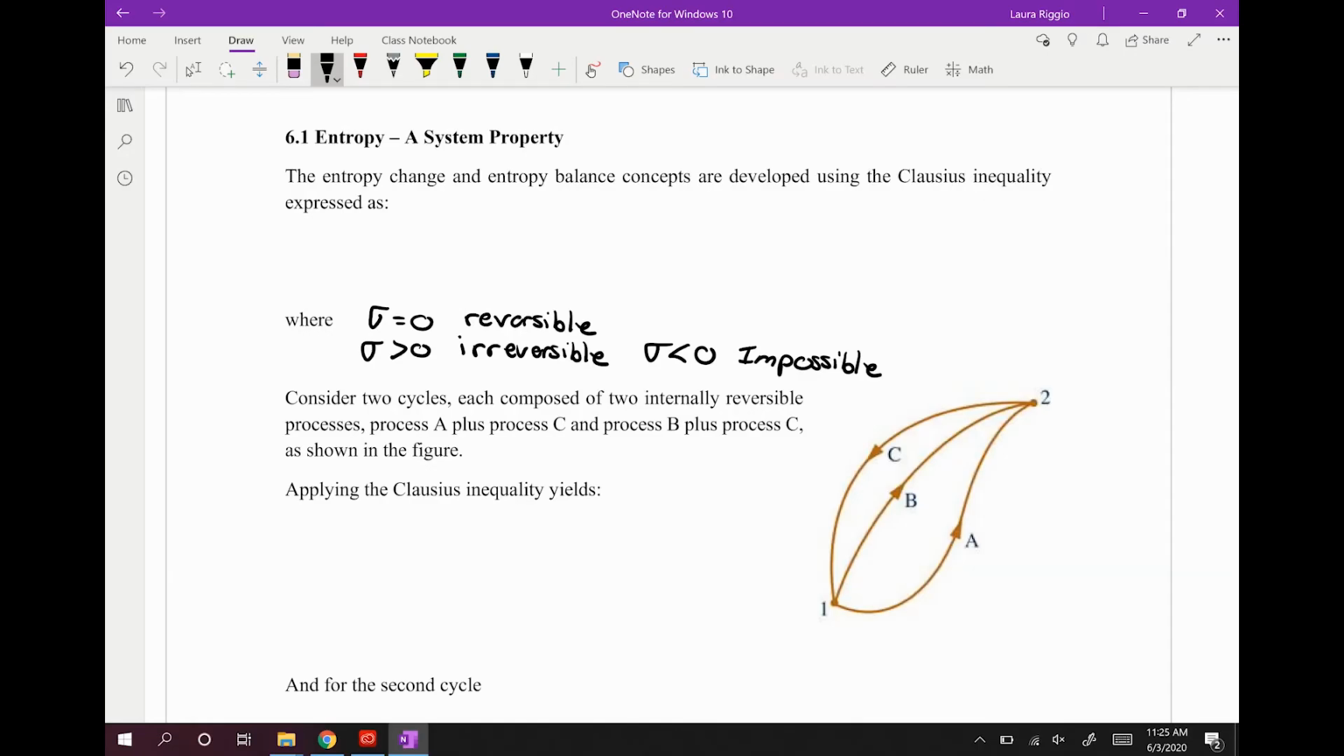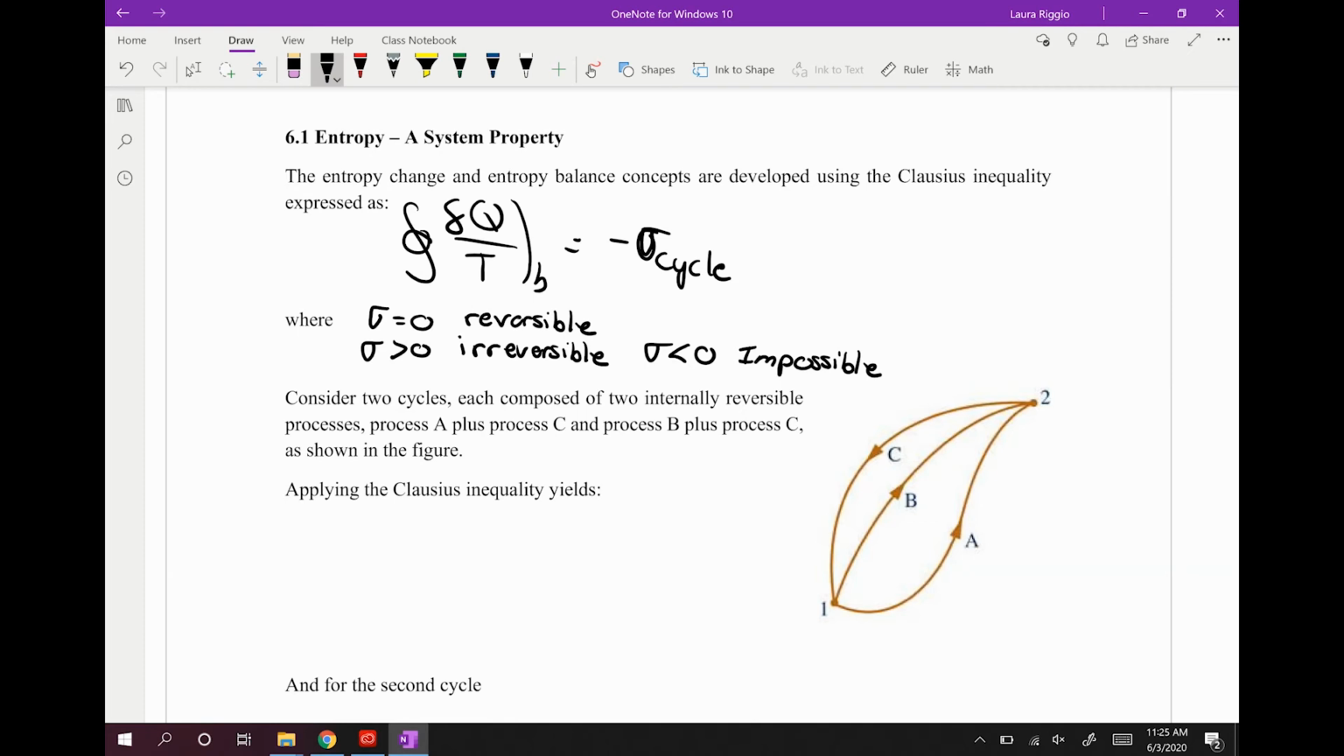In this lecture, we're going to begin chapter 6 and define what entropy is. The entropy change and entropy balance are developed using our Clausius inequality, which states that the integral of our differential heat transfer across our boundaries is equal to minus sigma cycle, where sigma equals 0, we have a reversible process. If sigma is greater than 0, we have an irreversible process. And if sigma is less than 0, our process is impossible.